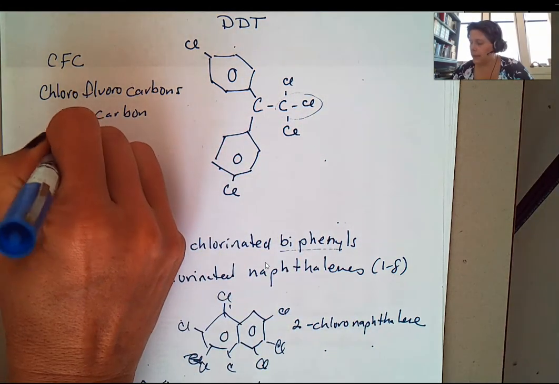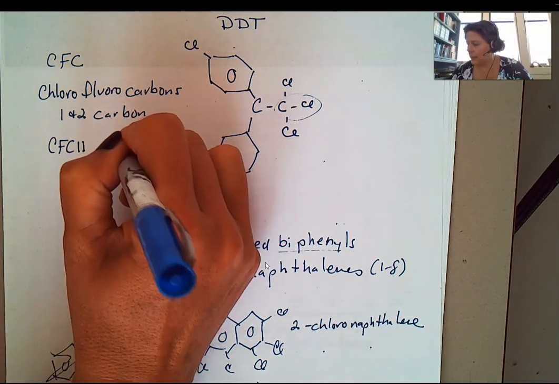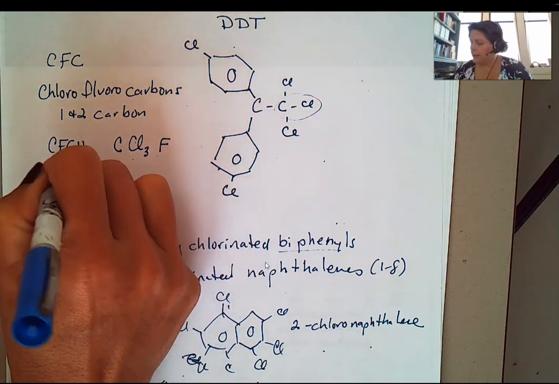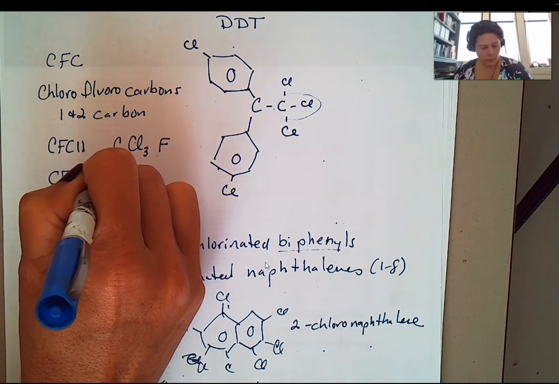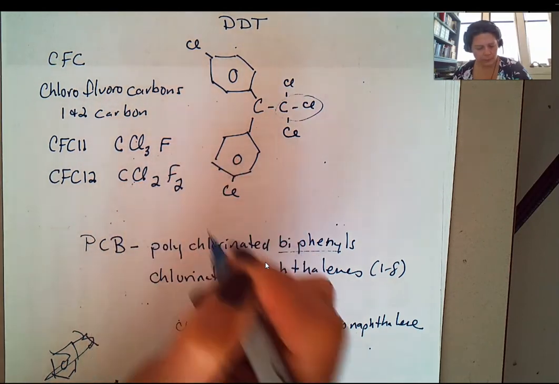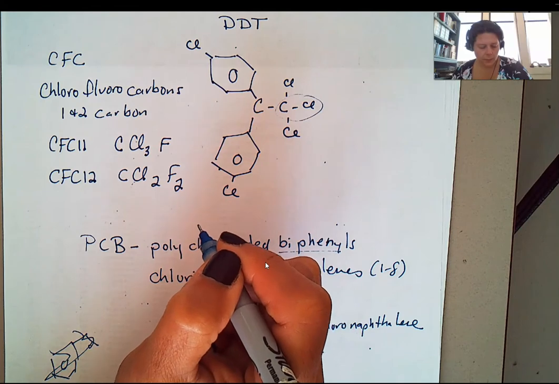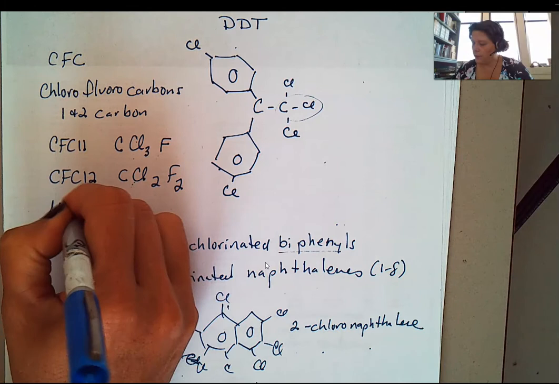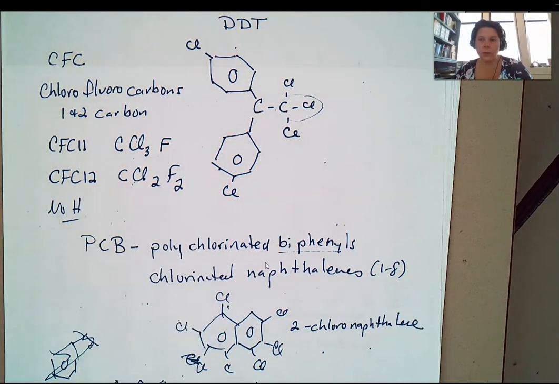So CFC-11 is CCl3F. CFC-12 is CCl2F2. They do not contain any hydrogens, so no hydrogens in these compounds. Otherwise, they're halocarbons. But CFCs all contain these things. They can contain bromine, so they could be bromo.